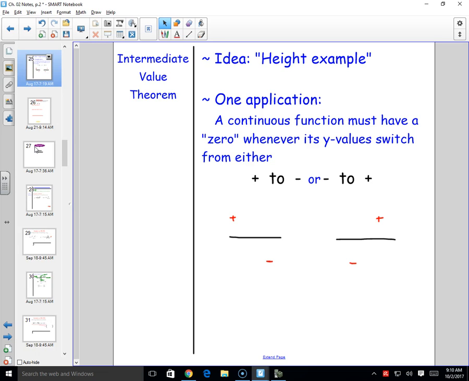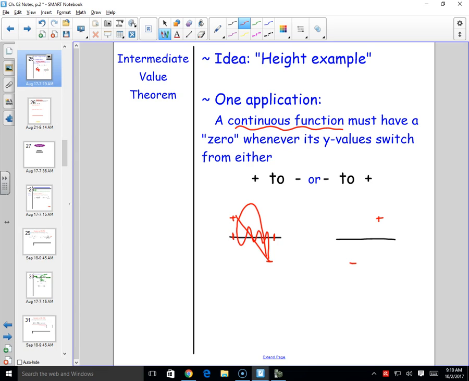So, if a function goes from a positive number to a negative number, you have a positive y at one x value, and a negative y at another x value. The question is, as long as the function is continuous, must it hit 0 in between? Yeah, to get from here to there, it has to go in between. Now, do I know exactly how it goes in between? No. I have no idea how it goes in between. I don't even know how many times it goes in between.